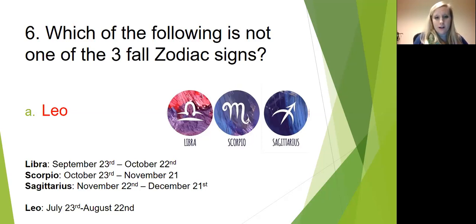Libra is a fall sign. It runs from September 23rd to October 22nd. Scorpio was a fall sign. It runs from October 23rd to November 21st. And Sagittarius is the last fall sign. It runs from November 22nd to December 21st.